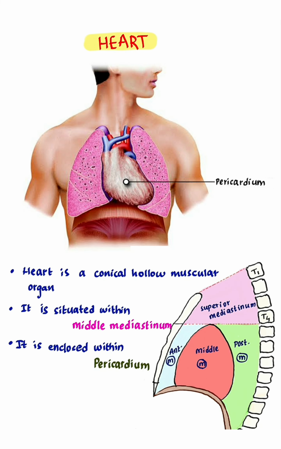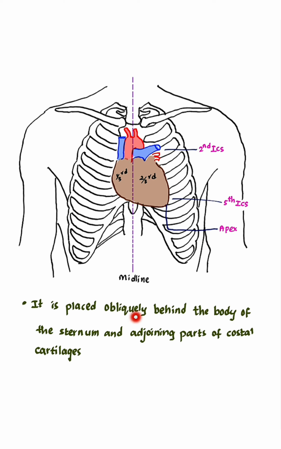Hi everyone, in this video we are going to learn about the heart and its external features. The heart is a conical hollow muscular organ. It is situated within the middle mediastinum. It is enclosed within the pericardium. It is placed obliquely behind the body of the sternum and adjoining parts of the costal cartilages.